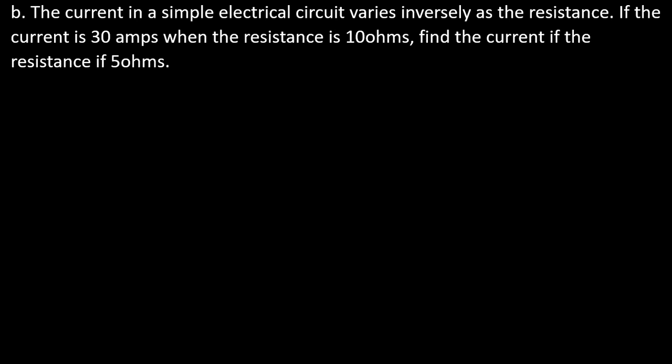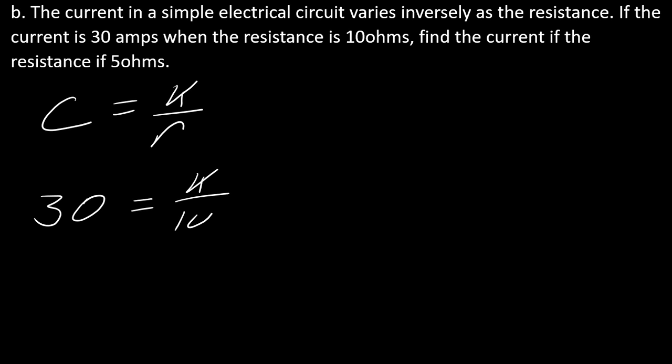Next: the current in a simple electrical circuit varies inversely as the resistance. If the current is 30 amps when the resistance is 10 ohms, find the current if the resistance is 5 ohms. We'll call current C, and this varies inversely as the resistance, so C equals K over R. Now if the current is 30 when the resistance is 10, I plug that in and solve for K. I multiply both sides by 10 to get that K is equal to 300.